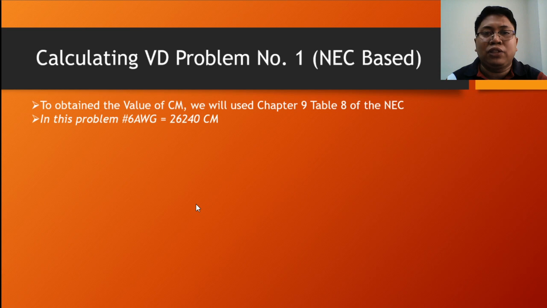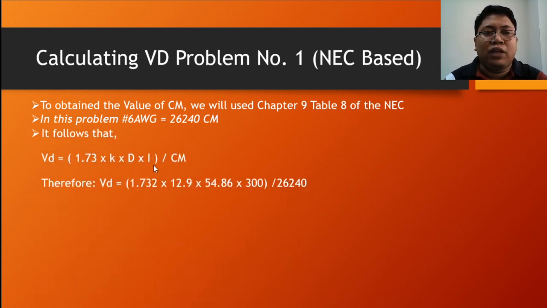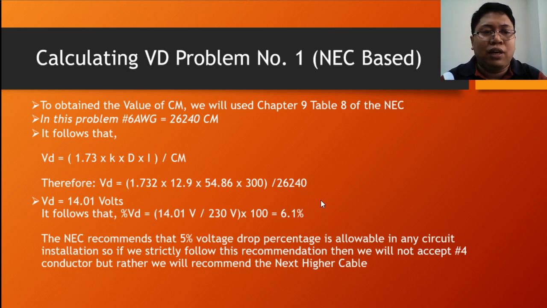To obtain the value of circular mills, we will use chapter 9, table 8 of the NEC. In this problem, yung number 6 or 14 mm squared, ang value niya is 26,240 circular mil. Tulad kanina. And then, direct substitution na lang po tayo. VD is equal to 1.732 multiplied by 12.9 multiplied by 54.86 multiplied by the 300, and then divide by 26,240. So, lumalabas 14.01 ang ating calculated voltage drop.